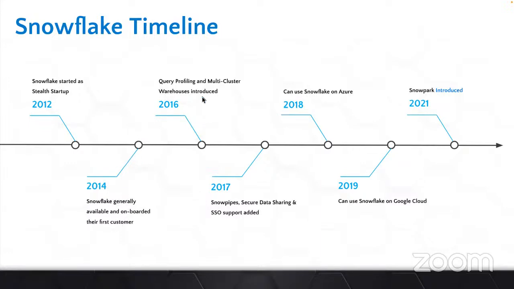And in 2016, there were some interesting features added in Snowflake. There are events which have been happening for the last 10 years or more. So 2016 was an interesting year. We can see query profiling and multi-cluster warehouses were introduced at that time. I'll talk more about it when we move forward.